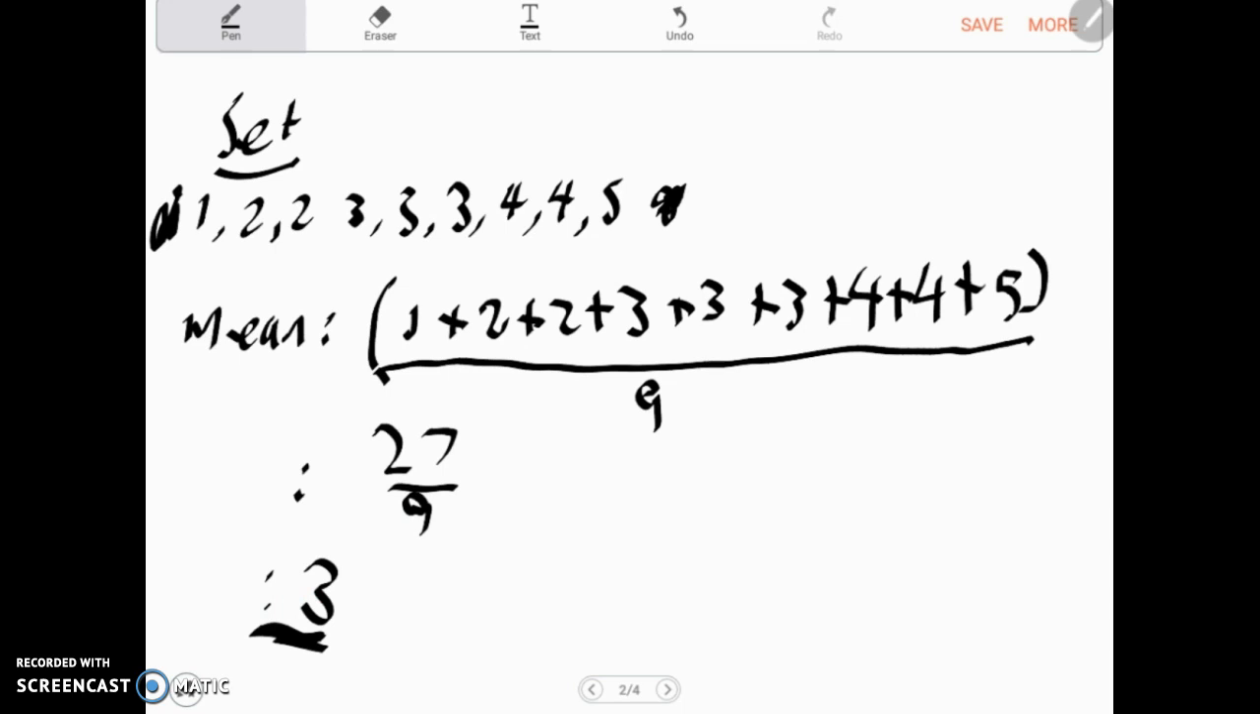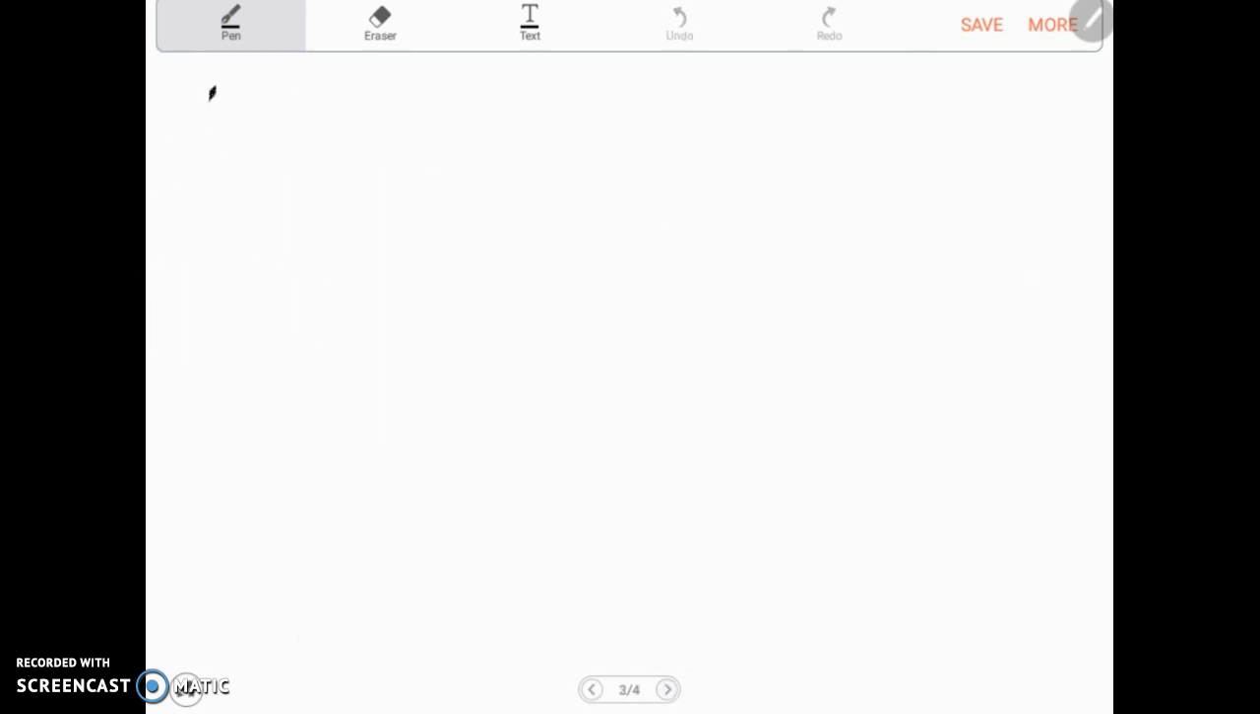The median, actually let's do the mode first, that'd be easier. Out of these data points, which one is the most common? Which one occurs the most frequently? 1 occurs once, 2 occurs twice, 3 occurs 3 times, 4 occurs twice, and 5 occurs once. So 3 actually occurs 3 times, so the mode is 3. Okay? So I'll just rewrite that set.